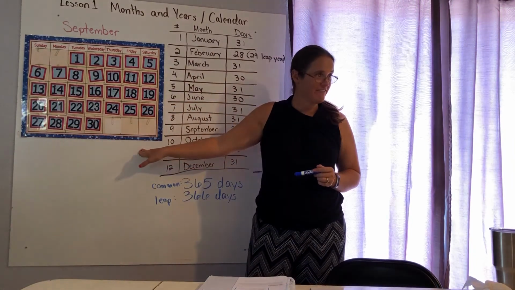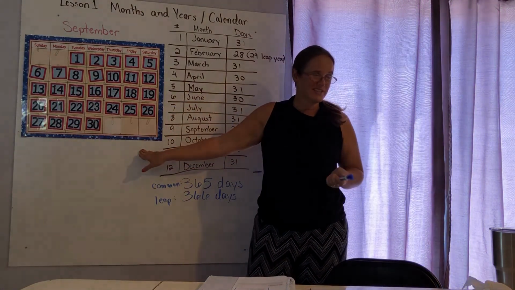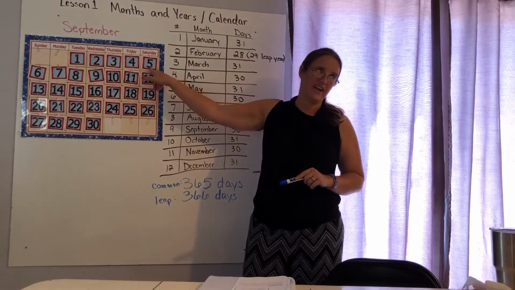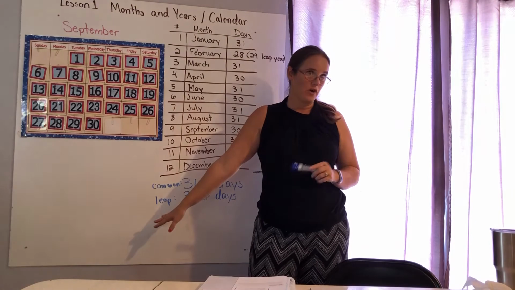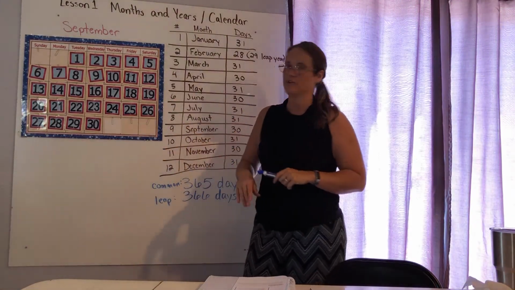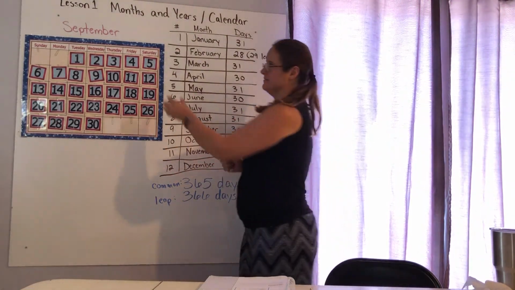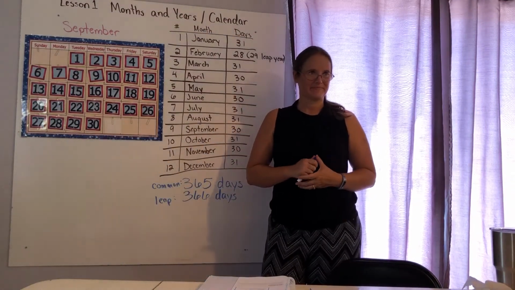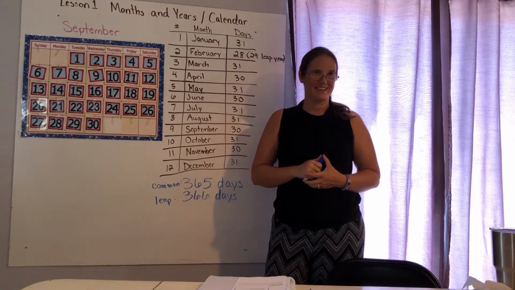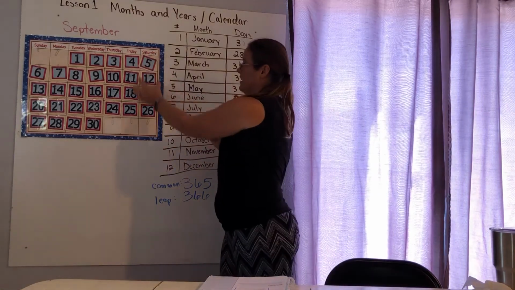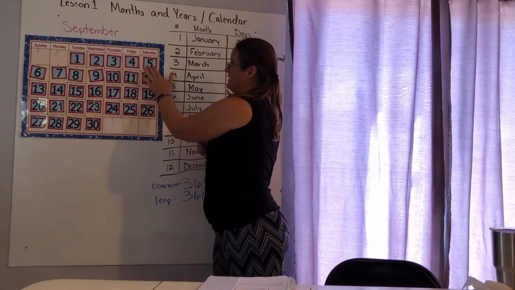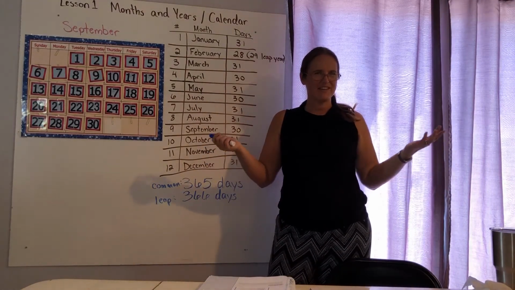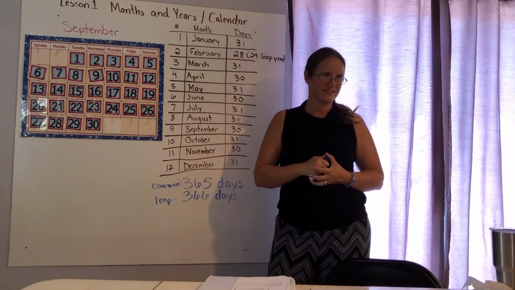Calendars typically have 5 rows. Every once in a while, if you have a 31-day month and it starts on a Saturday, you end up needing a 6th row. But typically we have 5 rows. And then how many columns is our calendar made up of? The vertical columns. 7. Why do you think we have 7 columns in a calendar?